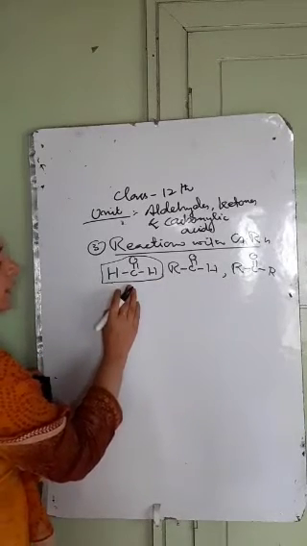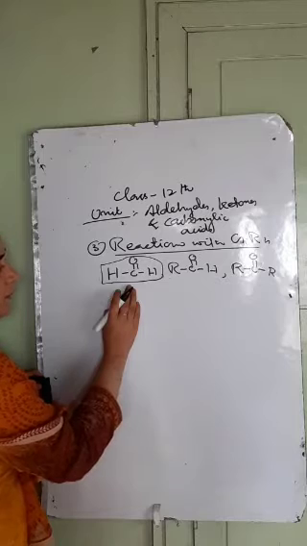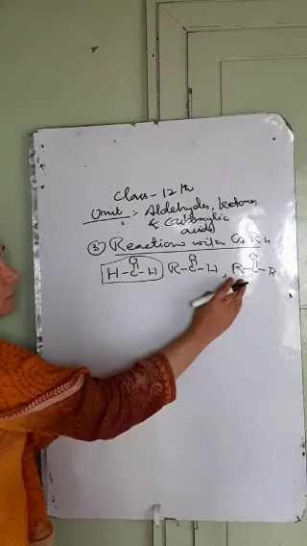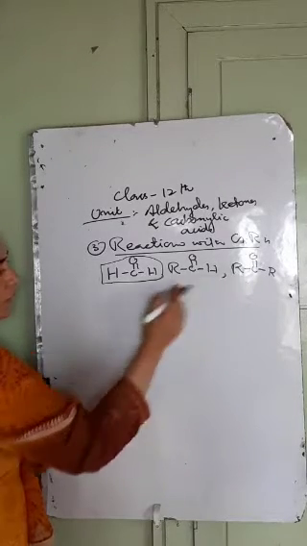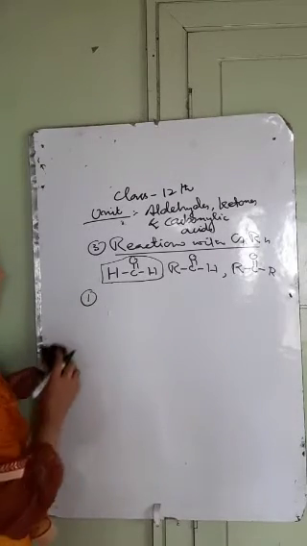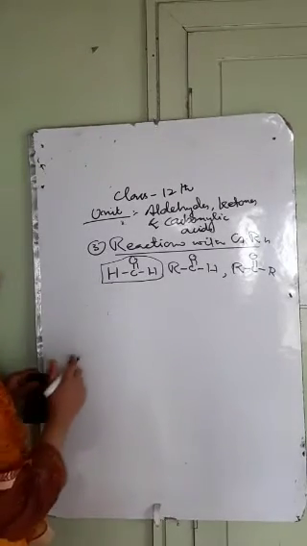Formaldehyde gives us the primary alcohols, while the aldehydes other than formaldehyde give us secondary alcohols, while the ketones give us the tertiary alcohols. So we have the first, यहाँ general हम लिखेंगे, then we go through the reactions.